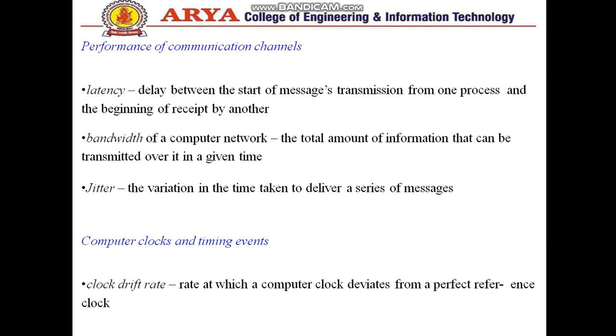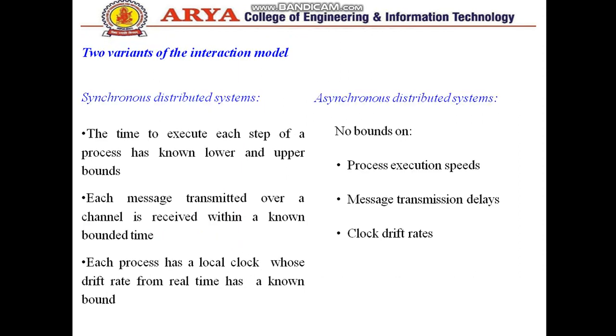Then computer clocks and timing events, because they are working in the distributed environment. This is also one of the important things. The first thing is the clock drift rate, the rate at which a computer clock deviates from a perfect reference clock. That is the drift between the reference clock and the computer clock. Now this interaction model is of two types, that is, there are two variants. One is synchronous and another is asynchronous.